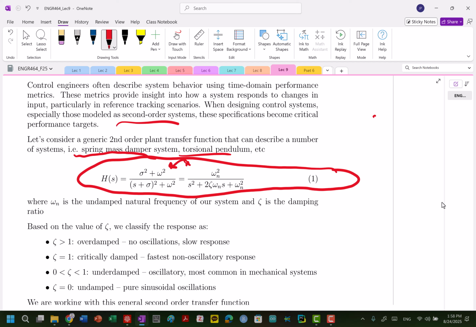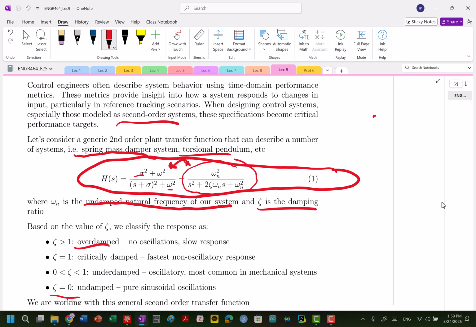So this is just, again, something you've probably seen before. We can write it essentially here. We have sigma, we have omega. This is probably something that you've seen more in your vibrations class, where you have omega n, the undamped natural frequency of our system, and the damping ratio, which you're all familiar with, where if our damping ratio is greater than 1, we're overdamped, no oscillations.